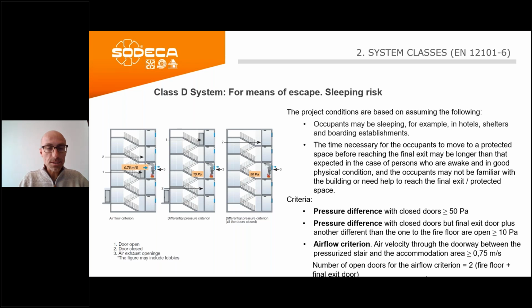Now I see other questions, just 1 second. Can we have a detailed schematic regarding automation of lobby pressurization with SODECA equipment? Yes, we have some schematic drawings for this, but I would suggest you ask your distributor or the contact you have in your country, and then they will email us, and we can give you this schematic drawing for sure.